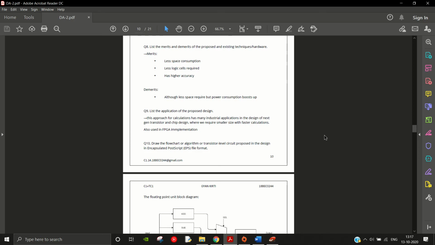Now, the next question was to list the applications of the proposed design. So this approach for calculations has many industrial applications in the design of next-gen transistor and chip designs, where you require smaller size with faster calculation. Also used in FPGA implementation.